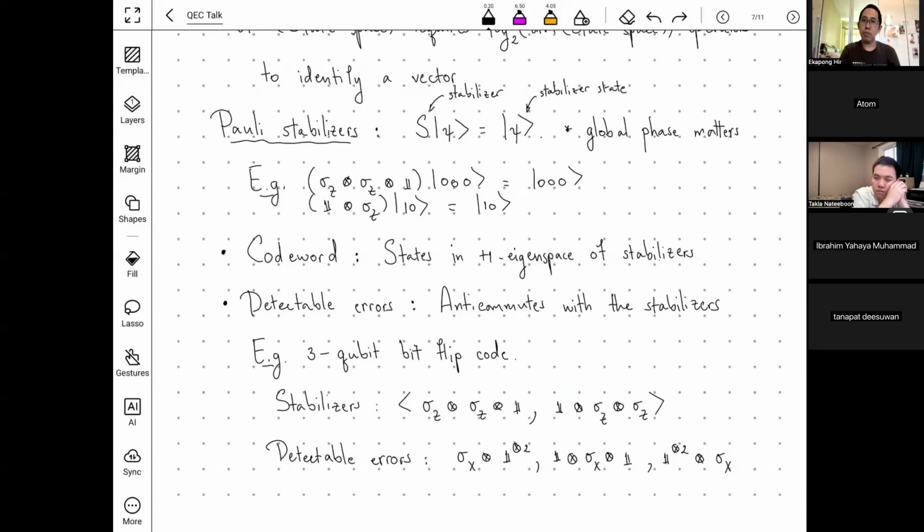These two stabilizers give rise to a family of detectable errors, which are these ones, which all anti-commute with the stabilizer. So when you use the Pauli matrices to measure these states, if an error occurs, you'll get a -1 straight away, right? And you can use those as the syndrome measurement and go back and correct the states.